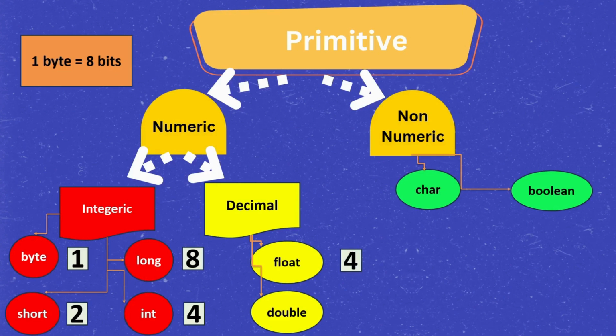In decimal we have float, which is 4 bytes, double is 8 bytes, then in non-numeric we have character whose size is 2 bytes. The boolean over here is 1 bit, it's not byte, do not make a mistake over here, it is just 1 bit. All the sizes of the data types are in bytes except for boolean. For boolean it is 1 bit. Now we have seen the different kinds of data types and their sizes, right? Now let us see what the range of each data type is.